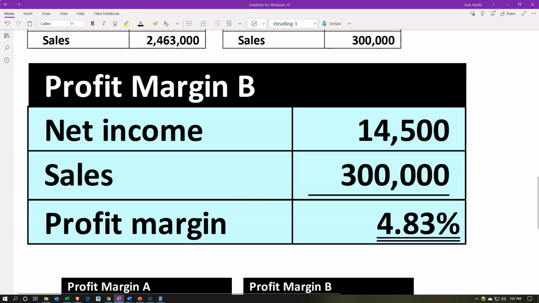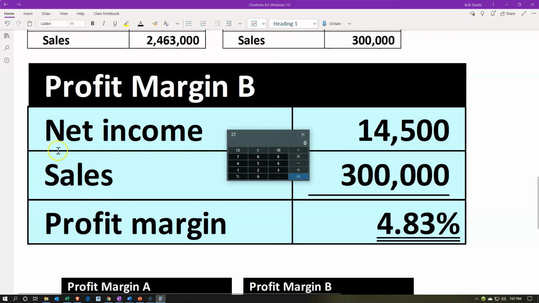So if we were to take the profit margin, we're going to say, all right, we got the 14,500 divided by the 300,000. So we got 0.048. If we move the decimal over 2 places, 4.8333. We'll typically round it to 4.83. Be okay with the rounding.